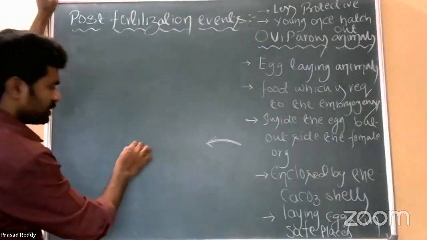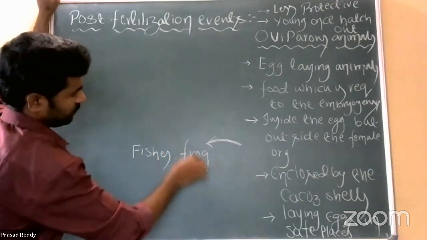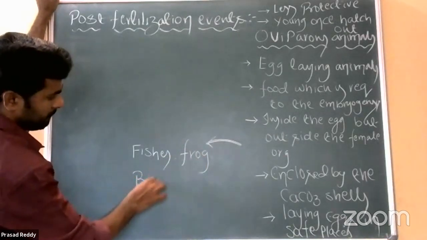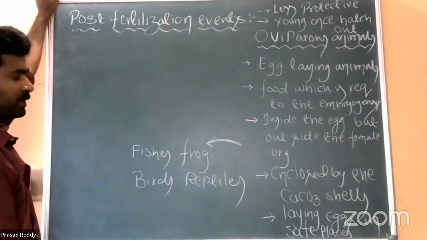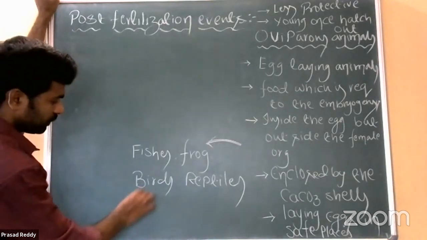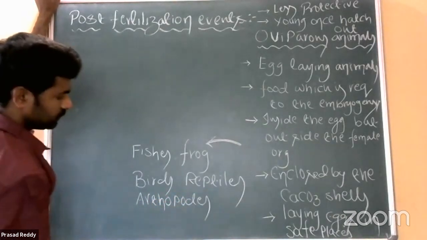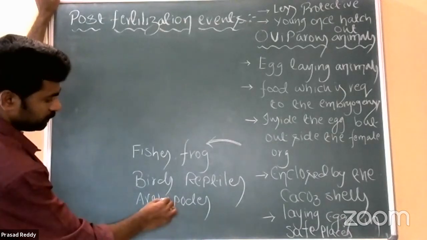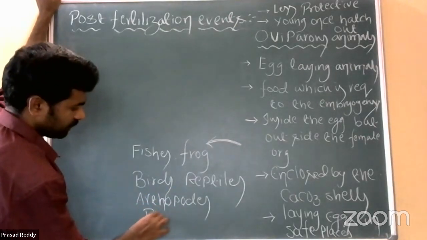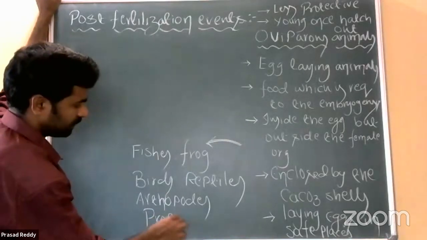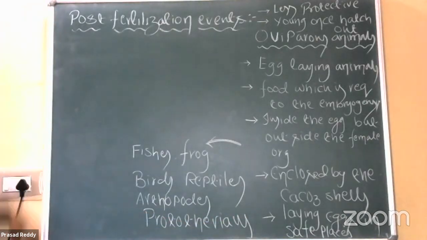Egg-laying animals: fishes, frogs, birds, reptiles, and some arthropods, then prototherians, which are some mammals. These are examples of oviparous animals.